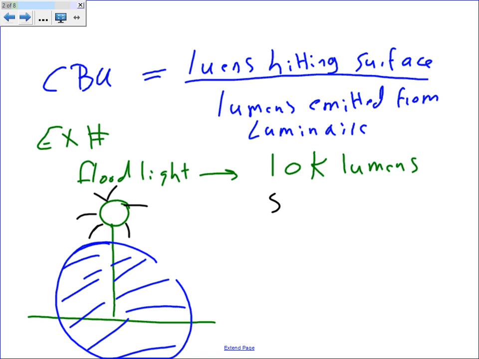If I have 8,000 lumens hitting the ground, what are we going to call it? Hitting the ground.